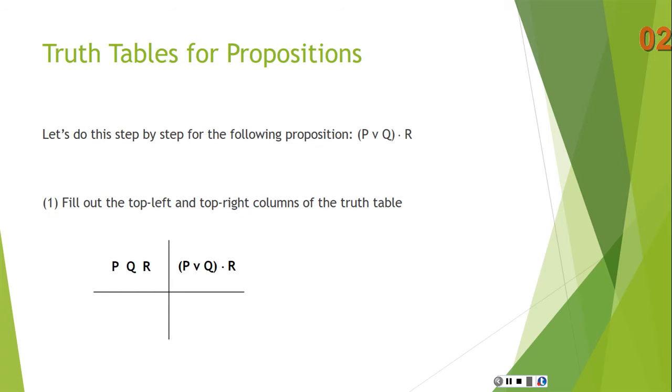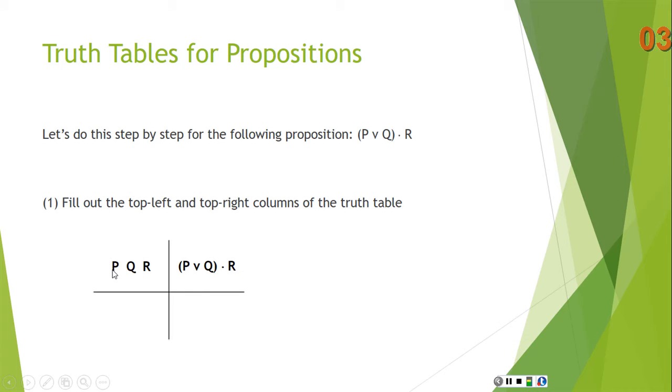Okay, let's do this step by step for the following proposition. P or Q and R. So first step, fill out the top left and top right columns of the table. How do you do that? In the top right, you put in the statement that you're analyzing. So P or Q and R, just right here. That's the statement we're trying to do a truth table for.